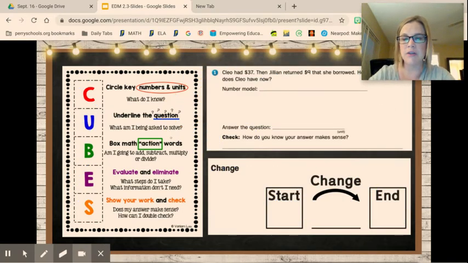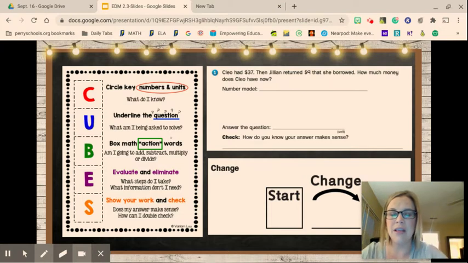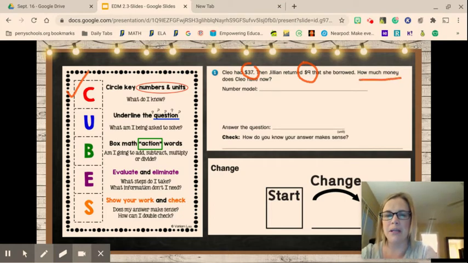All right, so looking at number 1 in your book, it says Cleo had $37. Then Julian returned $9 that she borrowed. How much money does Cleo have? So again, going through cubes, I can see 37 and 9. My question is, how much money does Cleo have now?